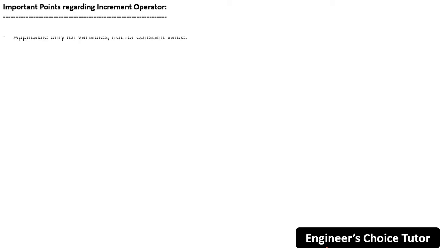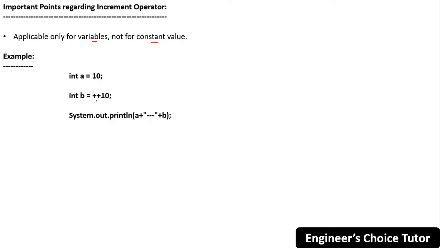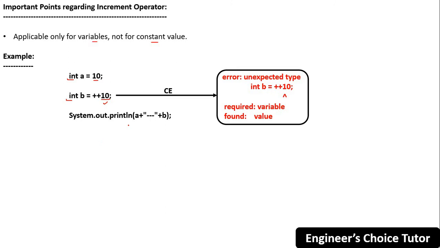The first point is it is applicable only for variables, not for constant values. For example, here what I'm trying to do, see, int a is equal to 10, int b is equal to ++10. This 10 is a constant value, right? And I am applying this operator on a constant value. What will happen? You will get a compile time error saying unexpected type, required variable, found value. You can't apply this on a constant value. It is applicable only for variables. That is the reason you are getting this compile time error.